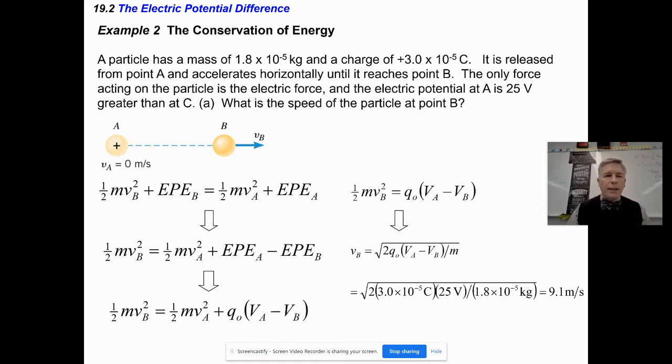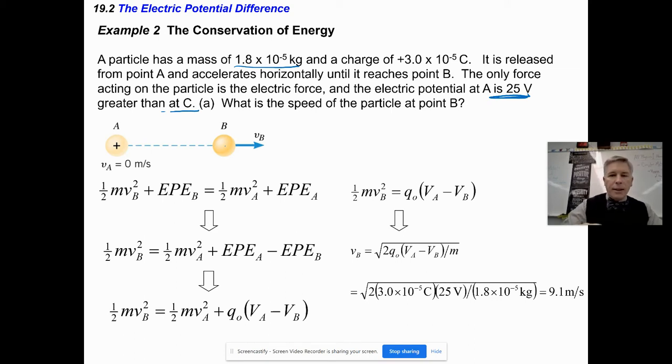Here's another example. Let's say I have a particle that has a certain mass. So this 1.8 times 10 to the minus 5 kilograms, and a charge of 3 times 10 to the minus 5 coulombs. It's released from point A and accelerates horizontally until it reaches point B. So this charge starts at point A and it's going to move there. And it says the only force acting on it is an electric force, and the electric potential at A is 25 volts, or 25 volts greater than at C.